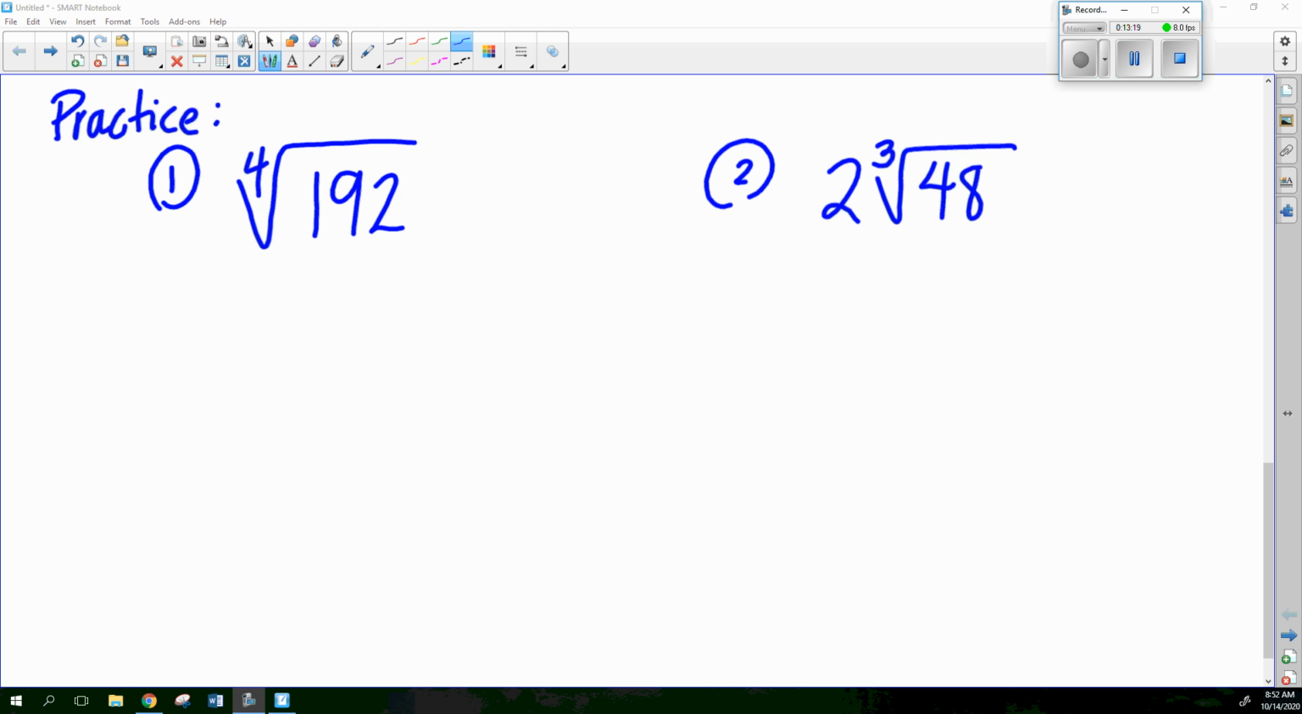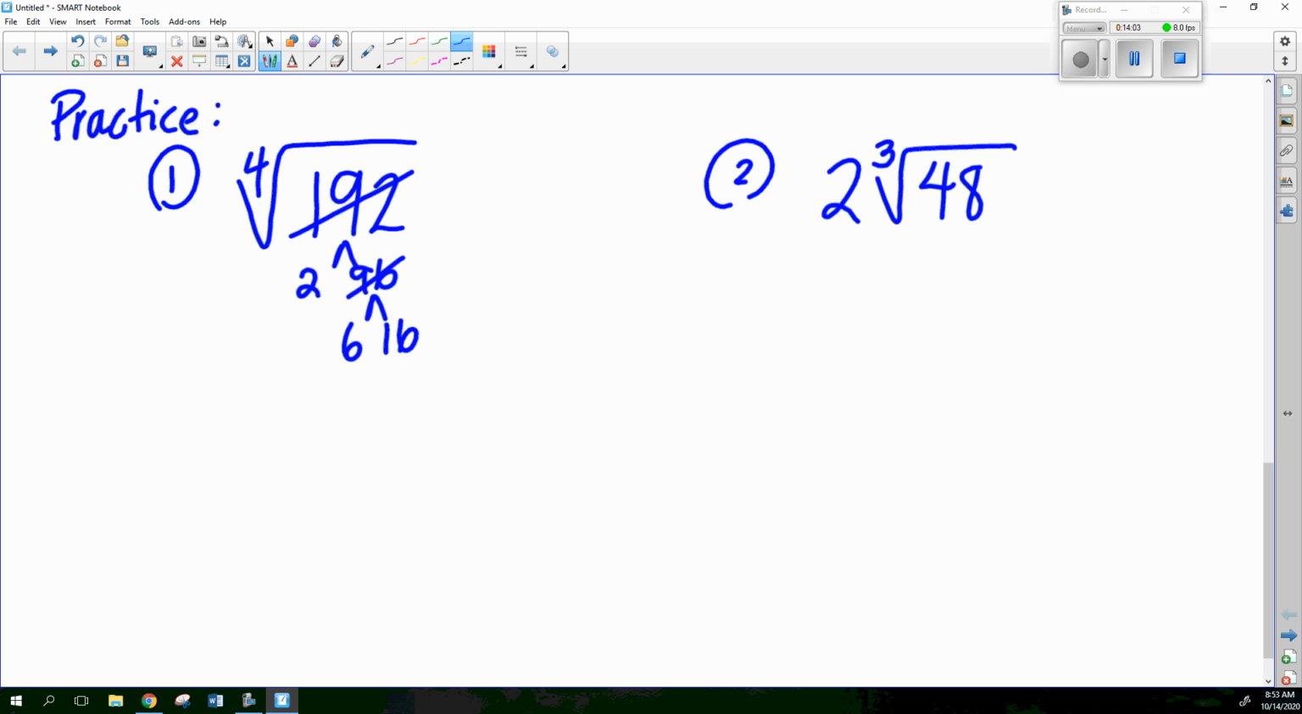Well, 192 is even, right? So what definitely goes into it if I can't think of anything else? 2. All right, so let's just start with that. 2 times what? 96. Okay? So we can never look at the 192 again. Now we have a 2 and a 96. All right, 2 is prime, so that one's done. All right, now I need a pair that gives me 96. 6 and 16, are you with me? All right, good. 6 and 16. Cross out the 96.